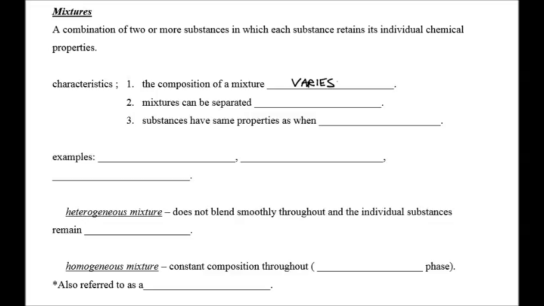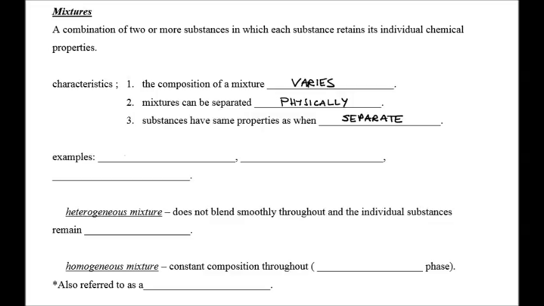So if you think of a salad, it can have varying amounts of tomatoes throughout it. Mixtures can be separated physically. So if you are not a tomato lover, you can take the tomatoes out. And substances have the same properties as when they are separate. So a tomato is a tomato, whether it is in the salad or it is not.